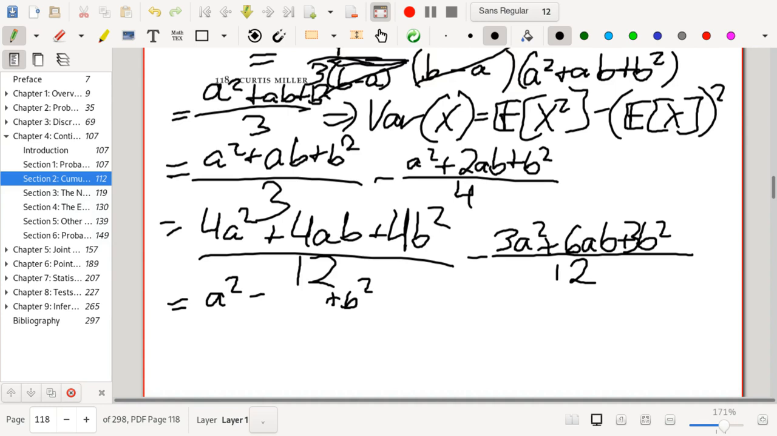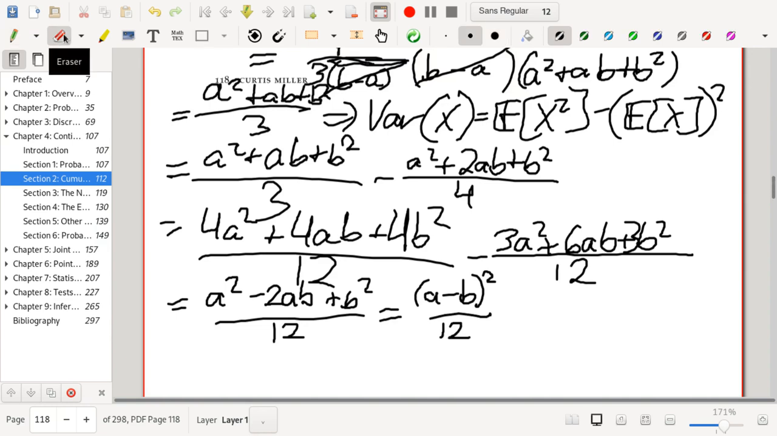And in fact, we can say this is a perfect square, a minus b squared over 12, which, considering that a is less than b, is not as enlightening as saying b minus a squared over 12. And we're allowed to do that because we're squaring. So in the end, you get the length of the interval over which this random variable could possibly be. Take that length, square it, and then divide by 12. Why 12? Well, basically, 12 is the number that showed up in all these calculations. So there's nothing really interesting to read about the number 12.